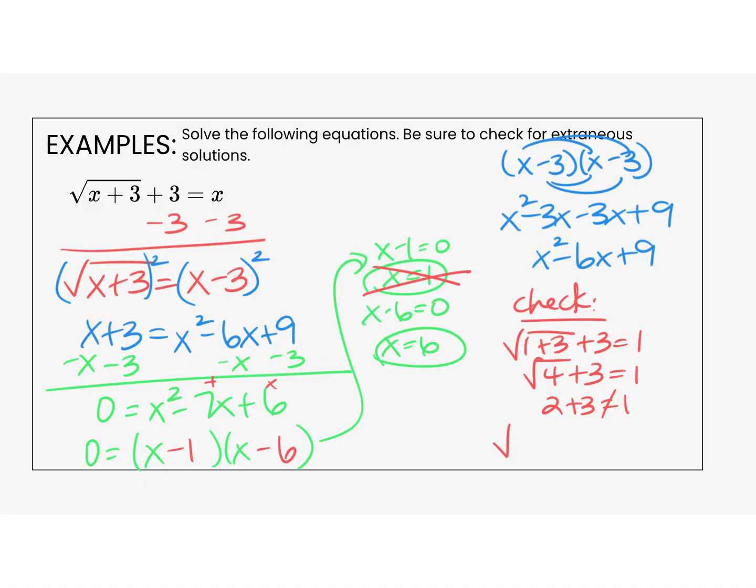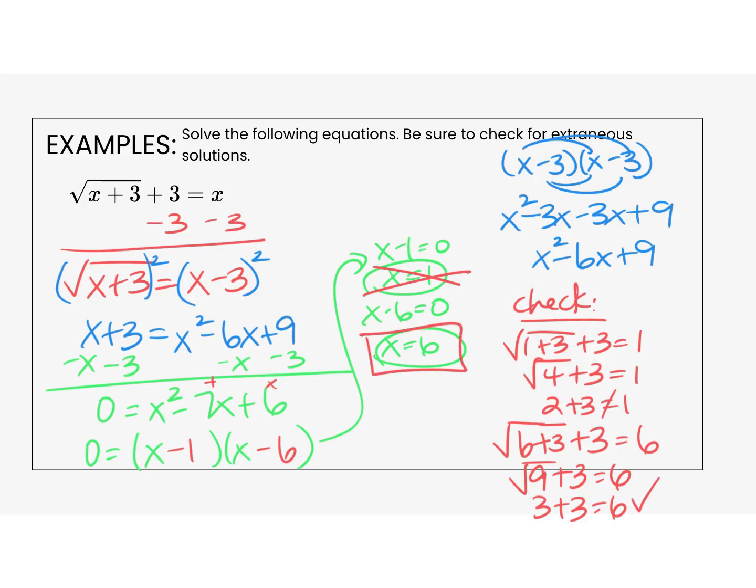Let's double check 6. Square root of 6 plus 3 plus 6 equals 6. So square root of 9 plus 3 equals 6. 3 plus 3 equals 6. That one works. So in this case, x equals 6 is my only solution.